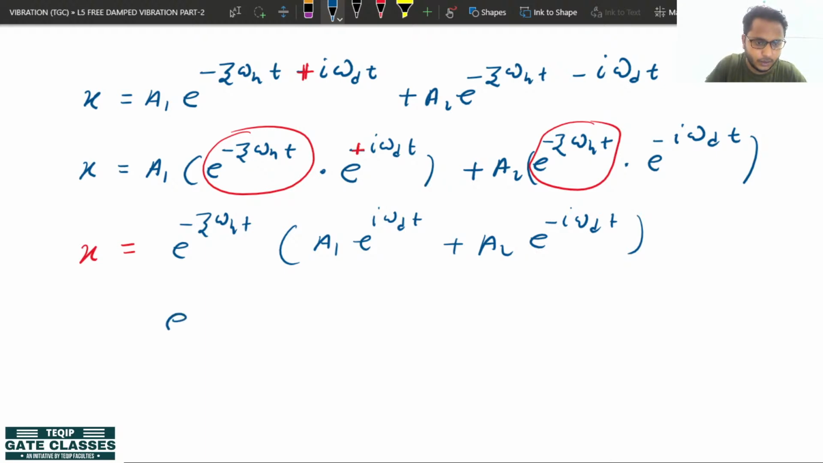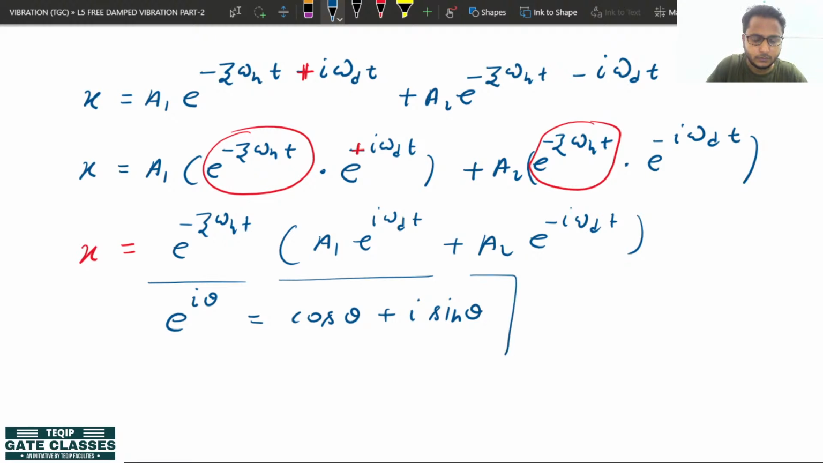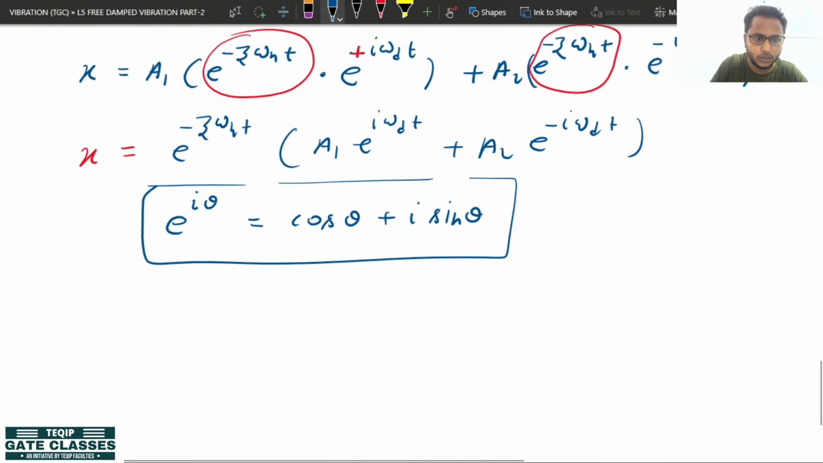We know the complex form of this exponential, and there is a relation between the complex number and the exponential function. What is that? e to the power i theta can be written as cos theta plus i sin theta. Everyone knows about this. So we are going to use this formula to expand these two terms.